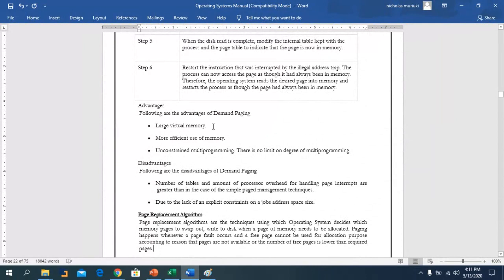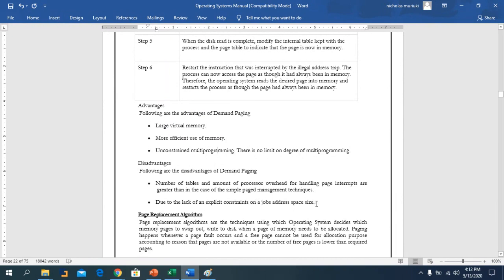And that's why we say that for you to use demand paging, we require large virtual memory, more efficient use of the memory, and unconstrained multiprogramming. So when you say unconstrained multiprogramming, mostly we are saying we don't have some hindrance in the execution. When we allocate a page, we know how the page has already been allocated, where we don't have any hindrance, meaning there is no limit of programming. We can still reprogram and reprogram again without loss of that content.